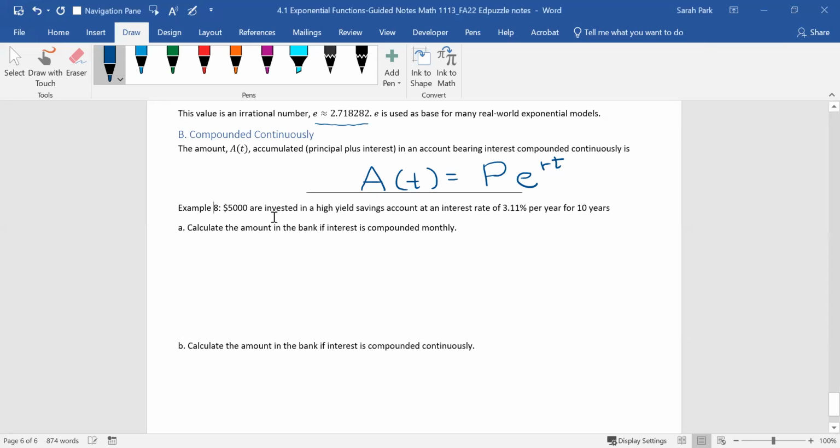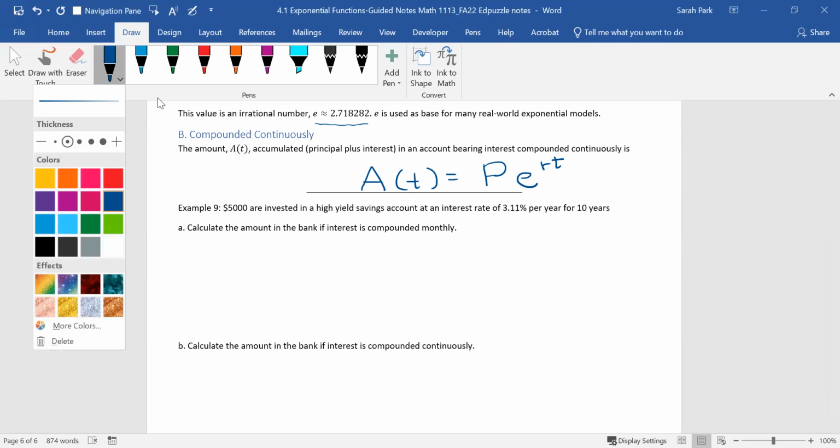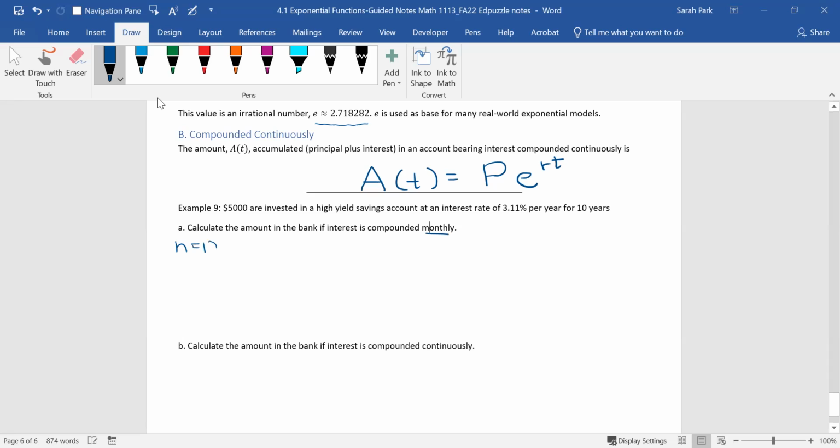This should actually be example 9. If we have $5,000 that is being invested in a high yield savings account. Now, interest rates have been going up, so I was able to find a high yield savings account as high as 3.11%. And let's say we're investing for about 10 years. Okay, calculate the amount in the bank if interest is compounded monthly. What monthly means is that n is going to be 12.